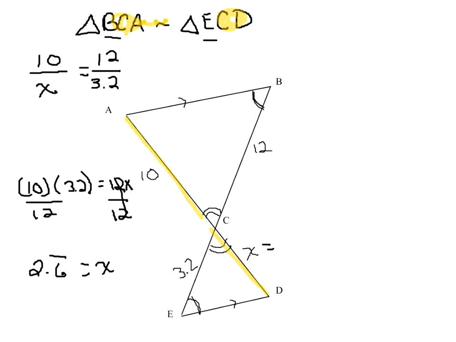Okay, so over here for this x I got 2.6 repeating. Looking at my triangles now, you see how this one relates to the shorter of the two, and it is shorter than the 3.2, so I feel pretty confident that I'm on the right track.